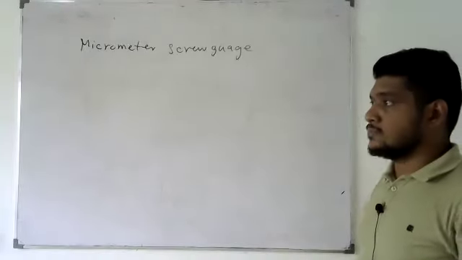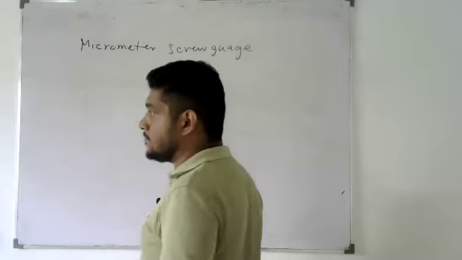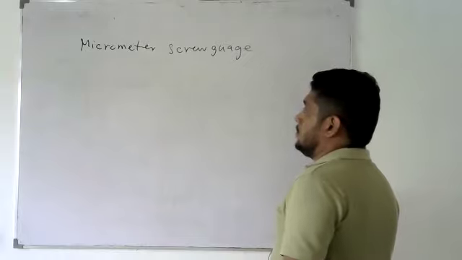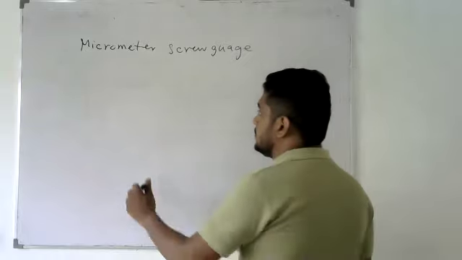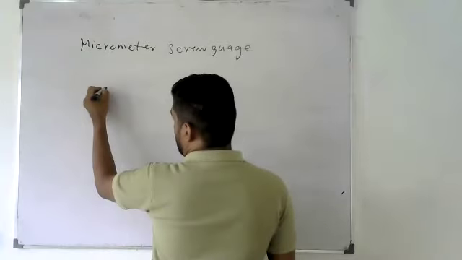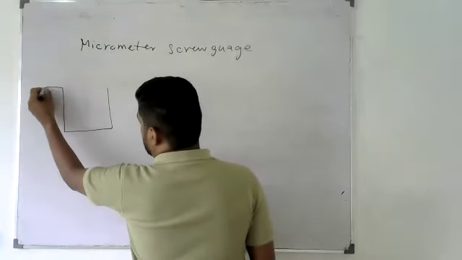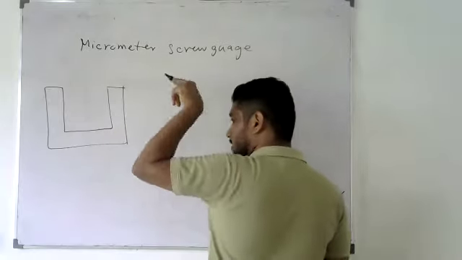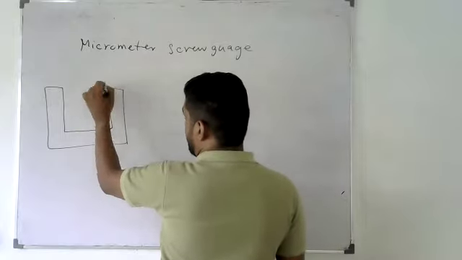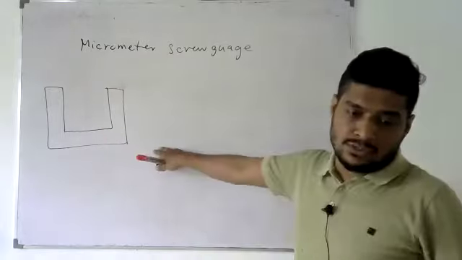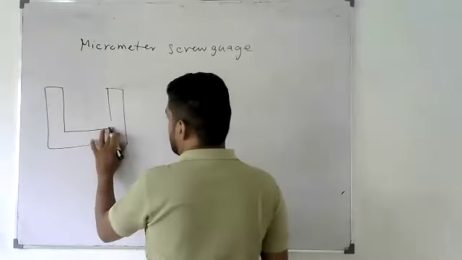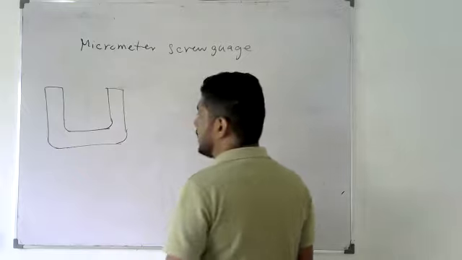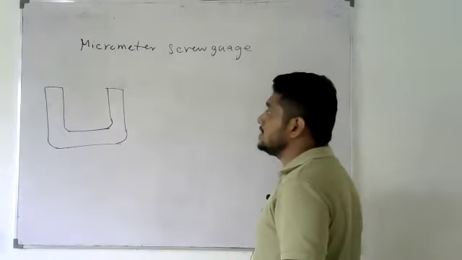Micrometer screw gauge. This has a different principle. The principle that we use is the screw principle. The micrometer screw gauge is not the only instrument where we use the screw principle. The spirometer, which we are going to discuss next, is another instrument where the screw principle is used.